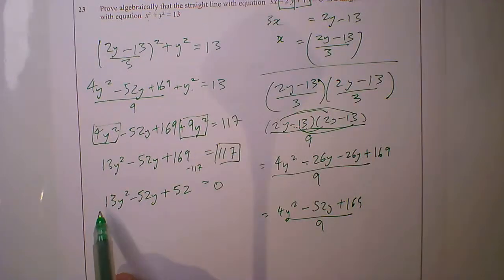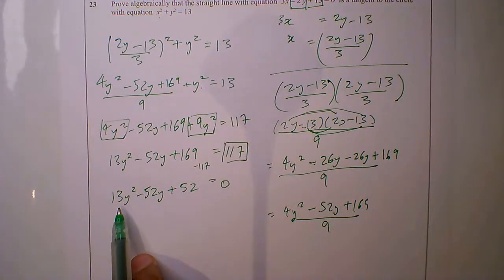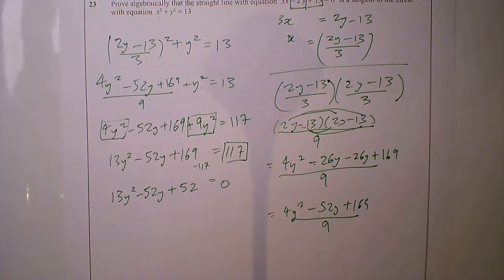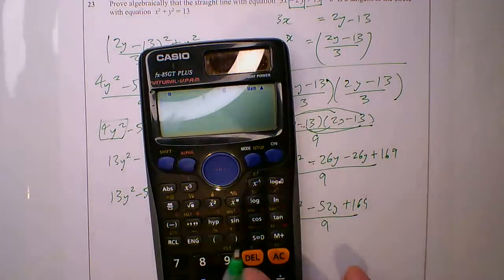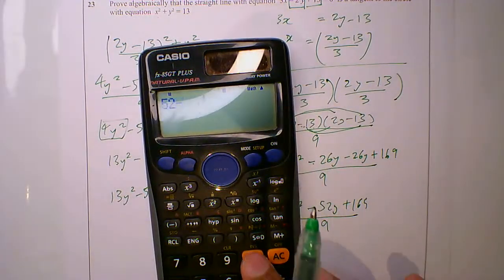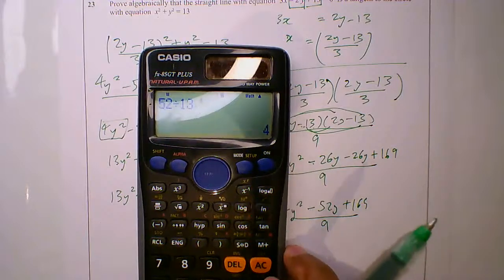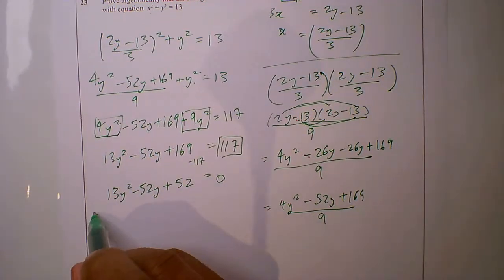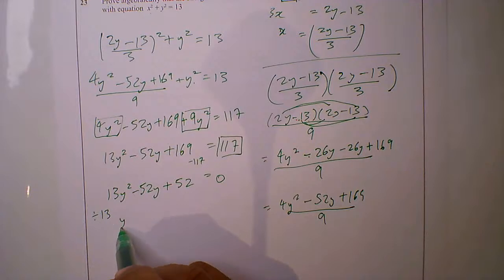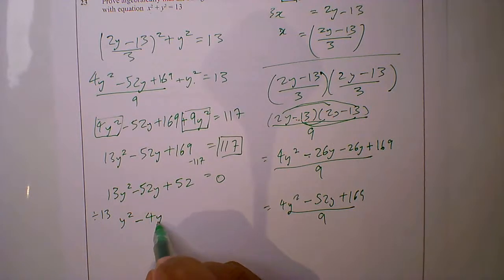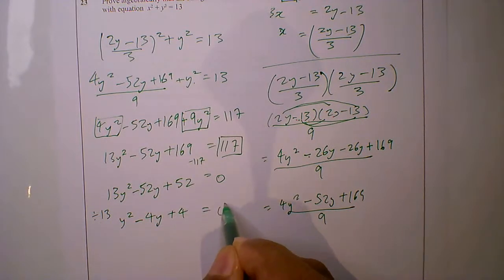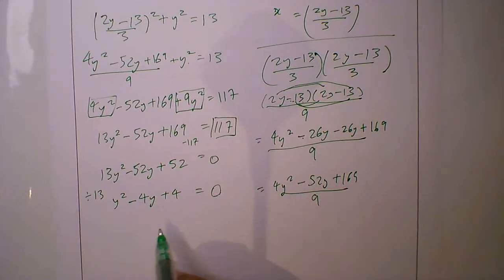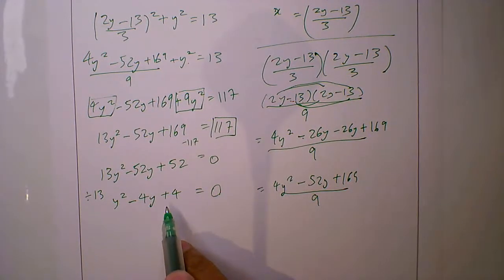Now, I can see I've got 13 here. Can 13 go into 52? Let's double check. 52 divided by 13 gives me 4. So that is possible, and I'm going to divide everything by 13. That leaves me y squared minus 4y plus 4 equals 0. And now that can be factorized.